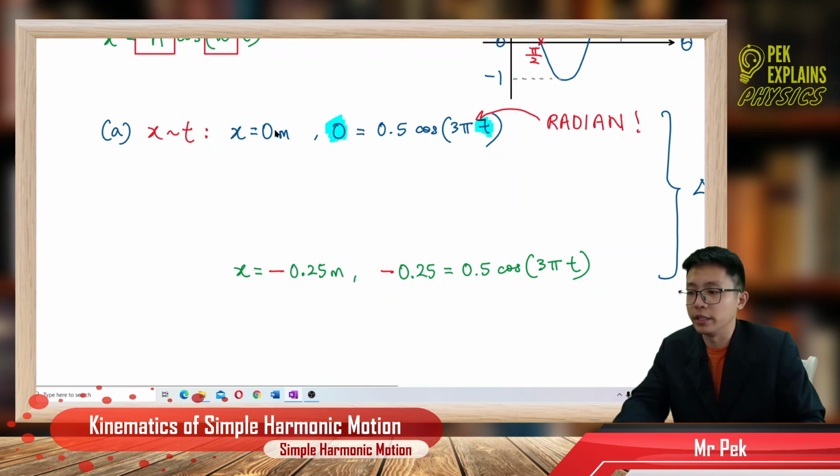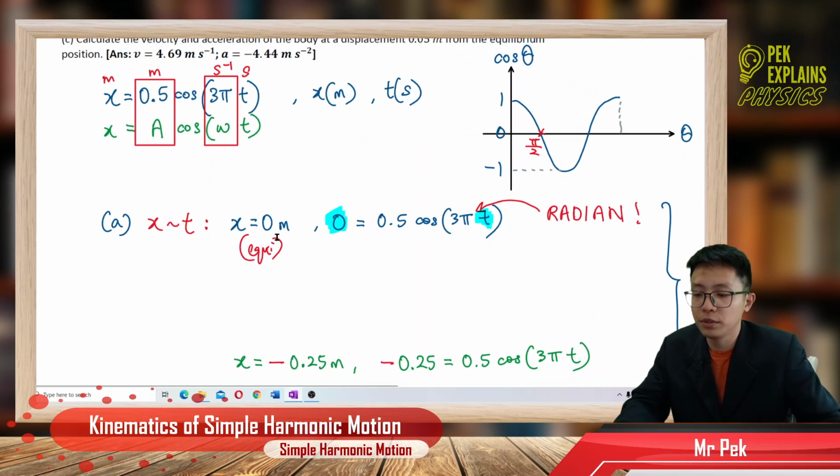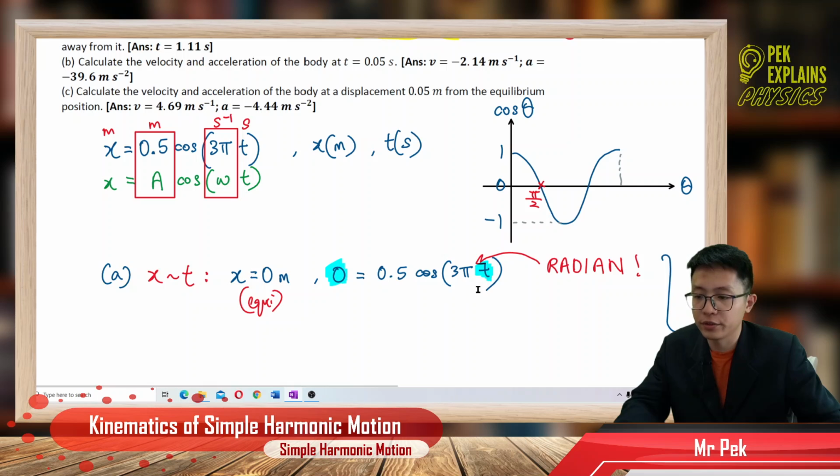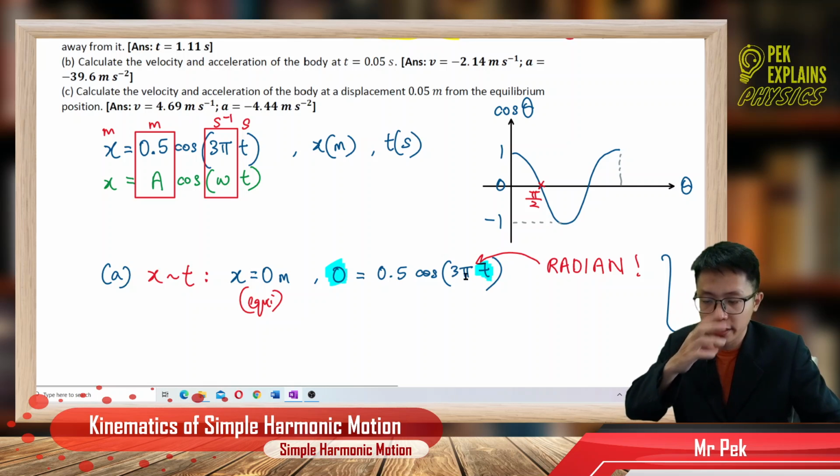For the equilibrium position, you just substitute x with 0, so 0 equal to 0.5 cosine 3 pi t. Remember, always change your calculator to radian because this is using pi. For this chapter, simple harmonic motion, your theta must be in radian.